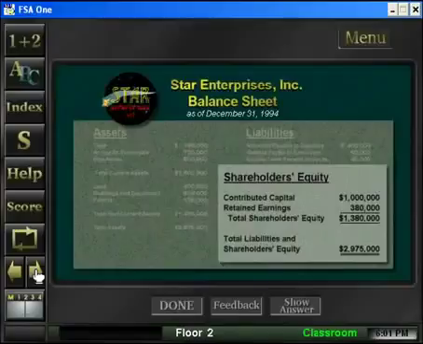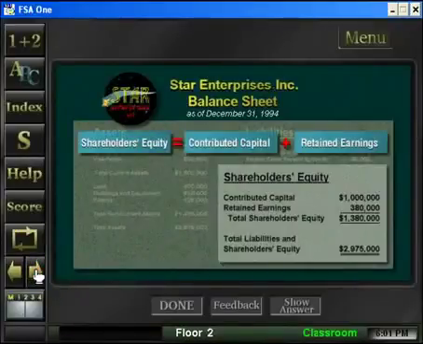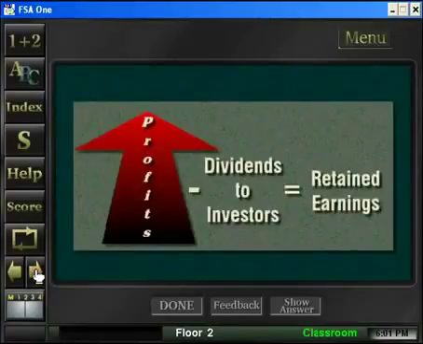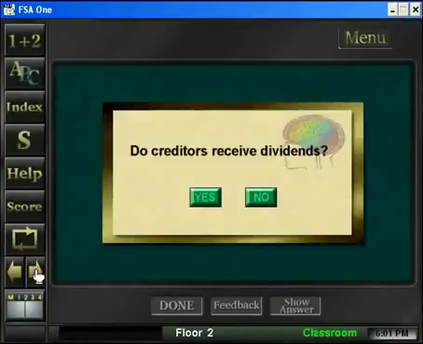As you already know, total equities are comprised of liabilities plus shareholders' equity. Together, they equal total equity. Shareholders' equity consists of contributed capital and retained earnings. Retained earnings are earnings which are left over after dividends have been paid. You are correct. Creditors do not receive dividends. They receive repayment at a specified date with interest.